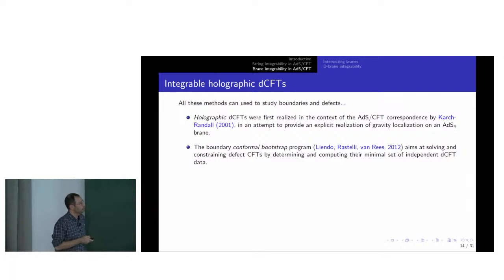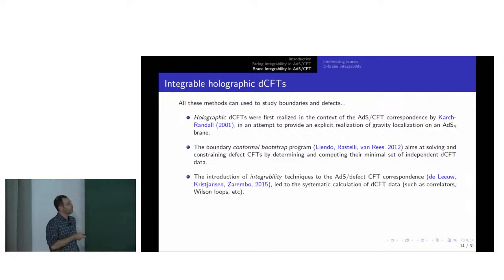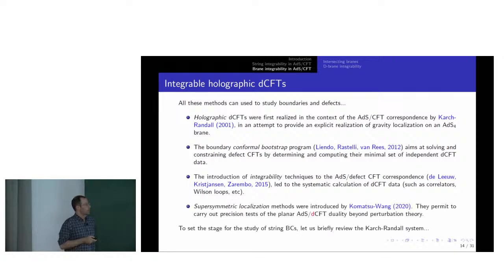And of course, I already discussed the boundary conformal bootstrap program. Another technique which can be applied to the study of holographic defect CFTs is integrability, which was introduced to these setups by DeWolfe, Christensen, and Zarembo in 2015. And this led to a systematic calculation of the defect data. Moreover, in 2020, localization methods were also put forward in these setups, and they permit to carry out precision tests of the dualities that I'm going to show you in the next slides beyond perturbation theory.